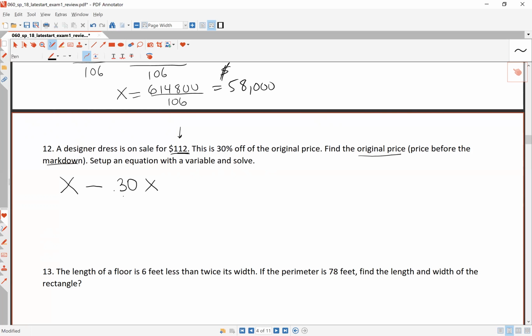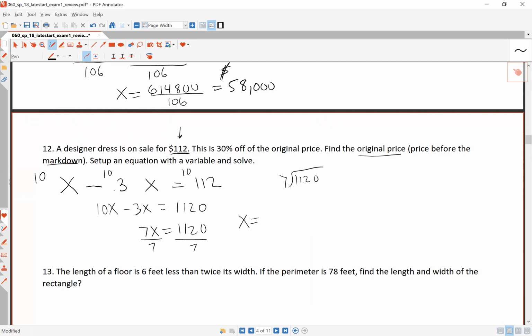All right, so this is essentially one decimal place, 0.3, so we multiply everything by 10. 10x minus 3x equals 1120. 10x minus 3x is 7x. 1120, so we divide both sides by 7. 7 goes into 11 once. 1 times 7, 7, remainder of 4. Bring down the 2, so it looks like $160 is the original price of this designer dress.